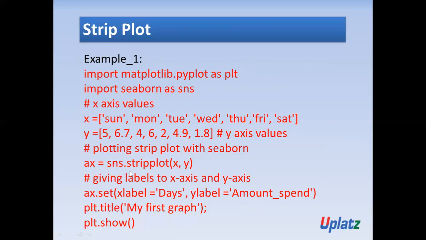For example, the result of this you can assign to a variable ax, and then with the help of ax.set, inside this you can specify xlabel, what label you want on the x-axis. I want xlabel equal to days. This means on the x-axis I would like to have the label days, and ylabel equal to amount spent, meaning the y-axis gets the label amount spent. And then with the help of plt.title, we can add the title to our plot, and finally plt.show.